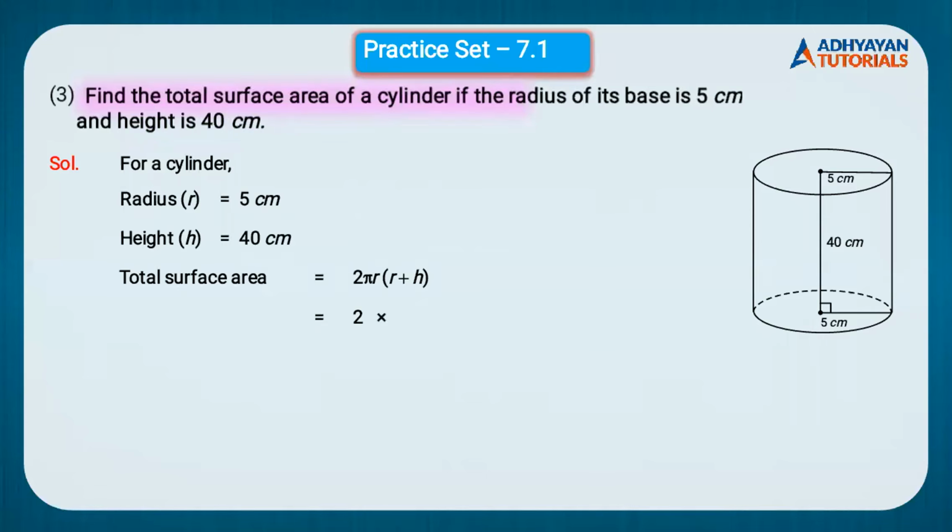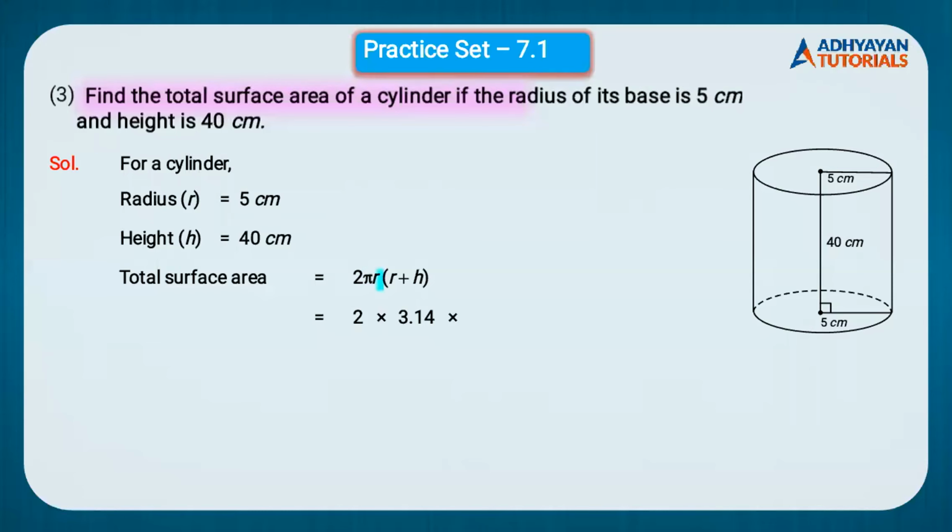Here, if you see radius 5 centimeter and height 40, whichever two values are given to us, tell me, are these numbers multiples of 7? Again, I would like to tell what is the meaning of multiple. Multiple means a number which comes in the table of 7. Does 5 come in the table of 7? No. Does 40 come in the table of 7? No. So can we say here we can take the value of pi as 3.14. This is for easy calculation. Is it clear? So we are taking the value of pi as 3.14.